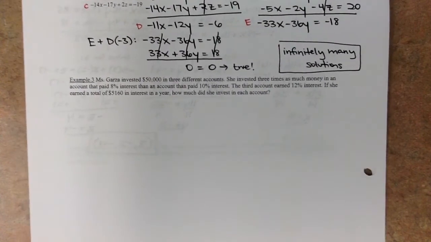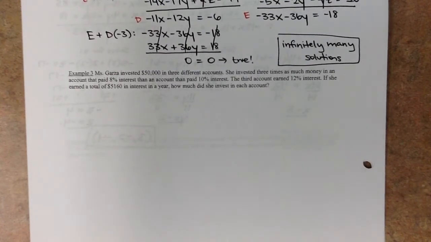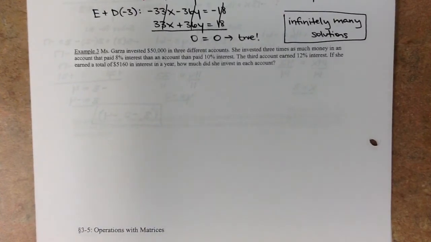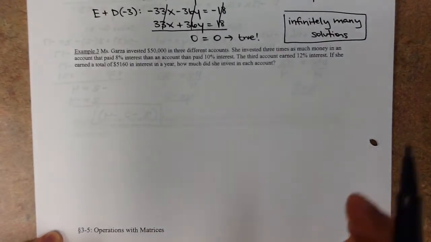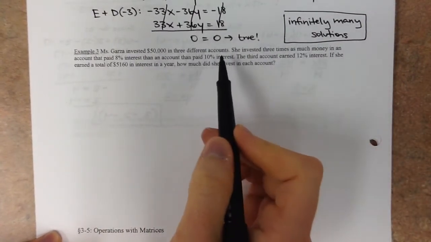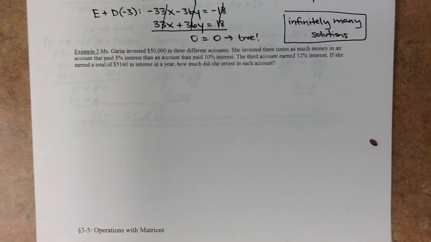All right, so just really quickly with example 3, we're not going to go all the way through, but I just want to walk you through how you'd set up a story problem so that we hopefully have a little bit easier time while we're working through the problems in class. So we've got $50,000 in 3 different accounts. One of them has 8% interest, one of them has 10% interest, one of them has 12% interest.